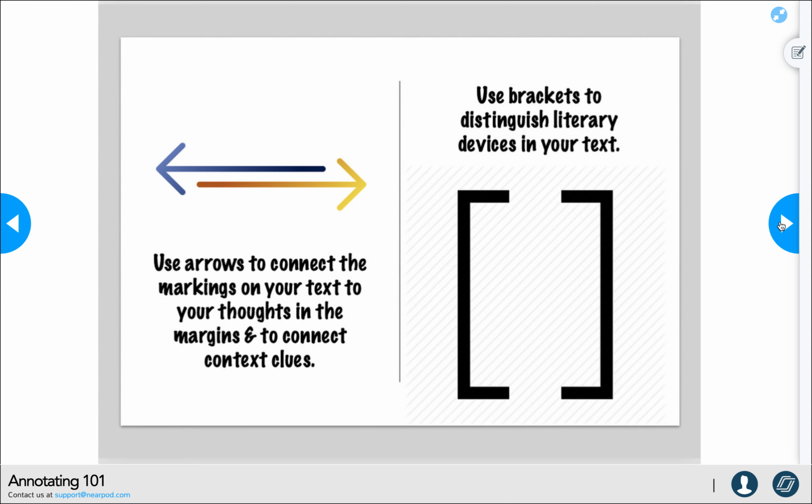You have that connection. Also, to make it easier for you, I would like you to use brackets to distinguish literary devices in your text. That way they're going to be easily distinguishable when you're looking at your text, and you'll see what I'm talking about.